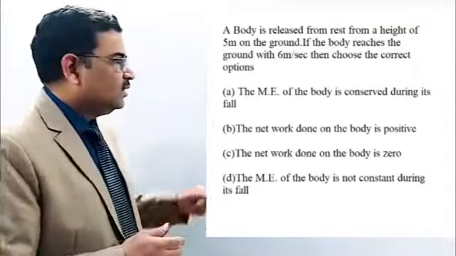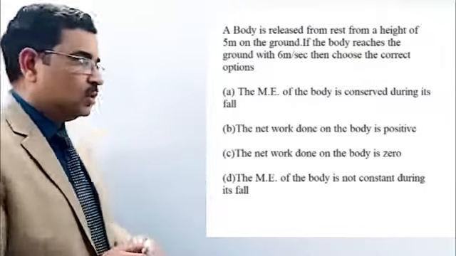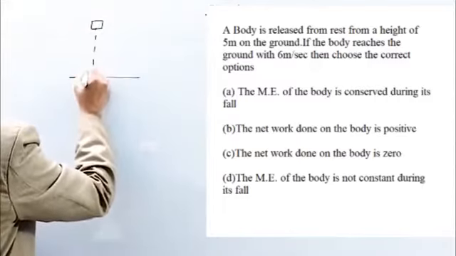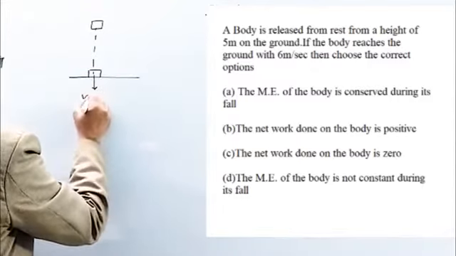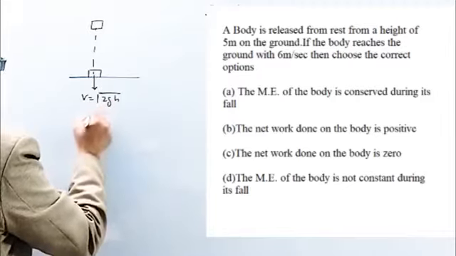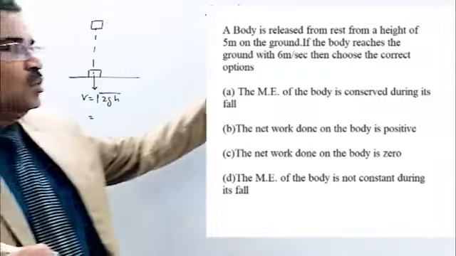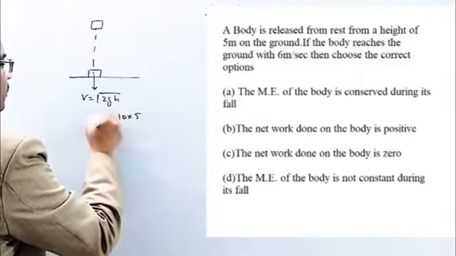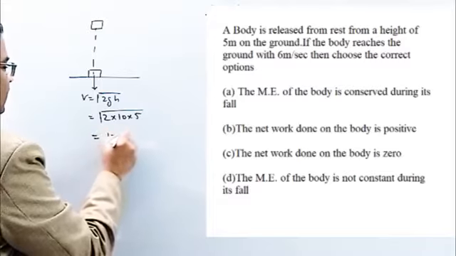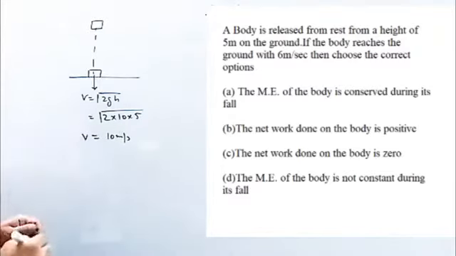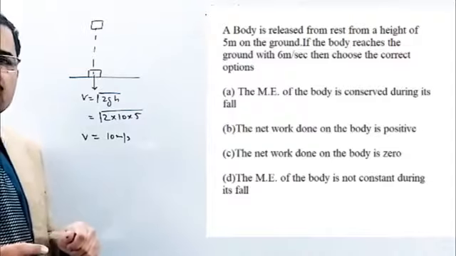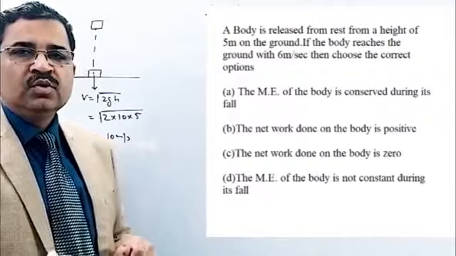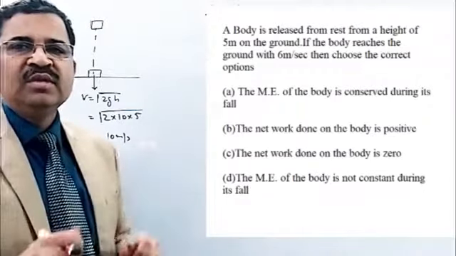So first of all, let us find whether the mechanical energy is conserved or not. If you consider that a body is allowed to fall through a certain height on the ground, it must reach with a velocity under root of 2gh. Now h is given in the question as 5 meter. So when I substitute here, it is 2 into 10 into 5, so it becomes 10 meter per second. So the body should reach the ground with a speed of 10 meter per second, जबकि क्वेश्चन में दिया हुआ है कि it is reaching with a speed of 6 meter per second.